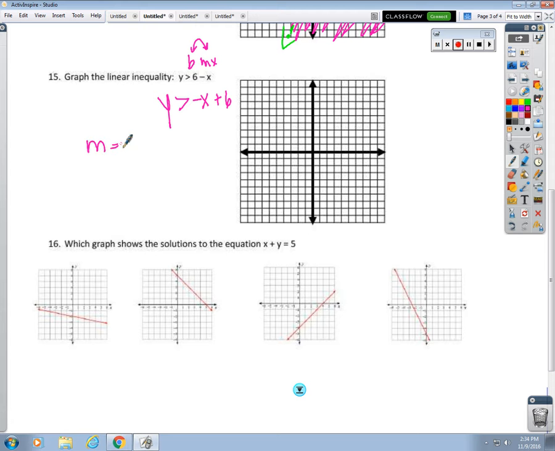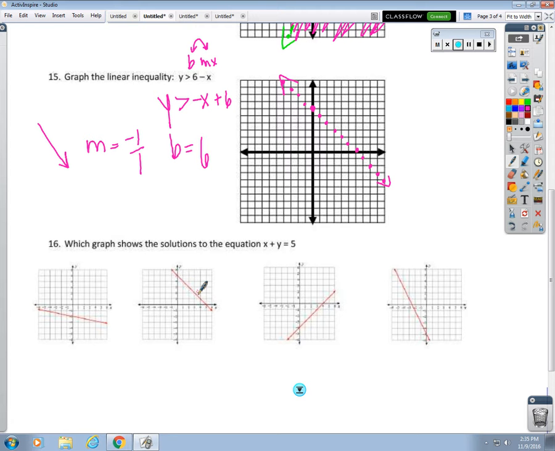Now, what is your M? So that lets us know our line's going to go down because it's negative. And then what's our y-intercept? 6. Is it going to be dashed or solid? Dashed. So we're going to go up 1, 2, 3, 4, 5, 6, and then down 1, right 1, down 1, right 1, down 1, right 1. And once you do down 1, right 1 as much as you can, doesn't it look dashed anyway? Or instead of down 1, right 1, I could have gone up 1, left 1. The exact opposite. And you'll know if you're doing that right because they'll stay in the same line.